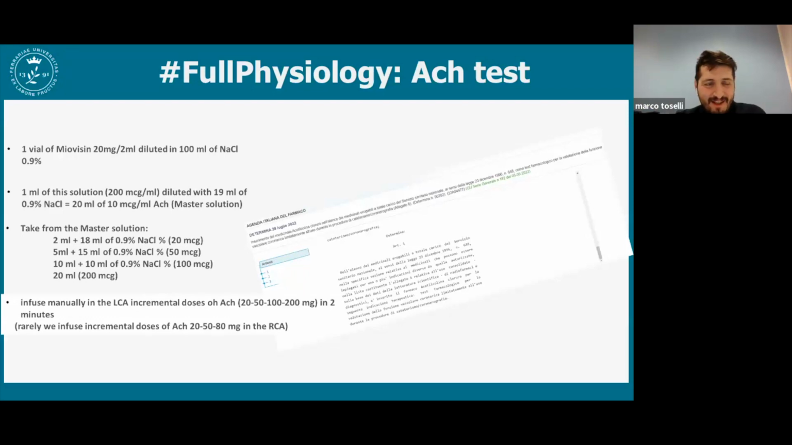And one question related to this protocol. Have you ever experienced any dramatic complication or major complication during the test? Because a lot of people maybe are scared about this. Yes, I think no dramatic complication.